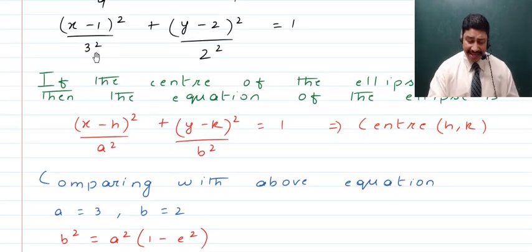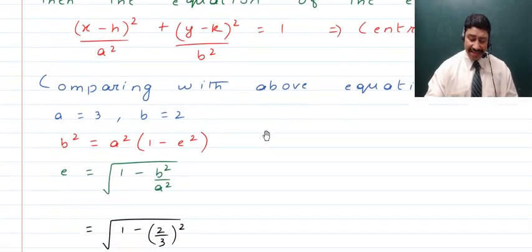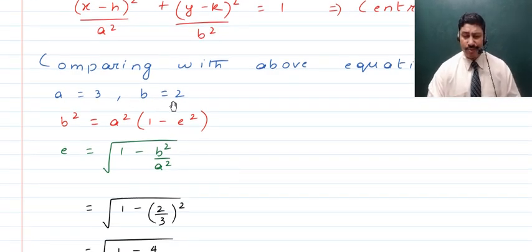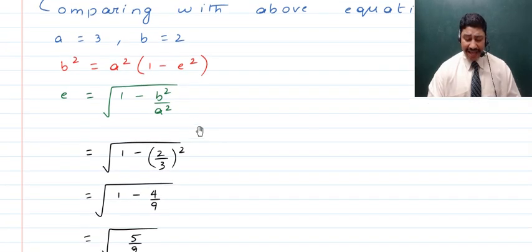That is, a is 3 and b is 2, because a is always greater than b, which is always greater than 0. So after getting the value of a and b, we can find out the value of e, as we have this relation b square is equal to a square times 1 minus e square, from which if you make e the subject of the equation, you will have e to be equal to root of 1 minus b square upon a square. Now children, when we calculate this, you can keep the value of b and the value of a, that is 2 upon 3, and square it.